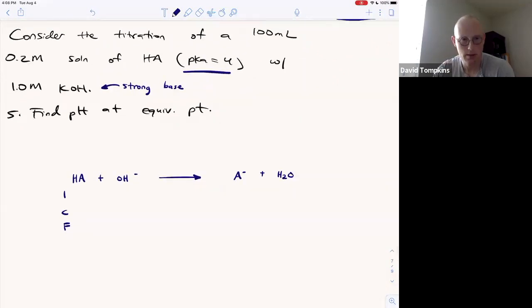But the point is, when you have a one-way arrow and an ICF table, we should use units of moles or millimoles, because the molarities change and they're no longer reliable when you do a dilution or when you titrate things together. So what we should think about is how many millimoles are present. Well, for the HA, keep in mind it's 100 mL multiplied by 0.2 molar.